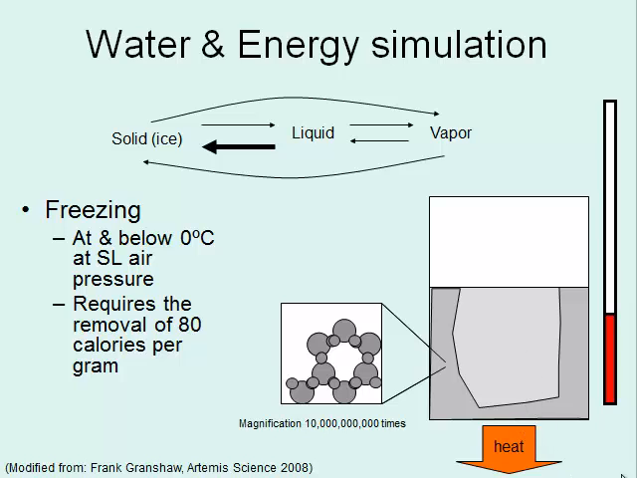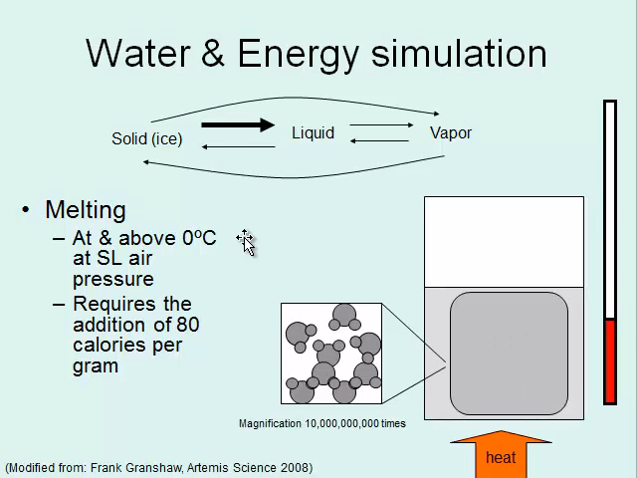So we're losing energy to the environment. This is happening at or below 0 degrees Celsius at sea level air pressure. So if you go up much higher in elevation, that's going to change. That's part of the reason why you have different baking instructions for different elevations. So we're removing 80 calories per gram from this system to freeze that water.